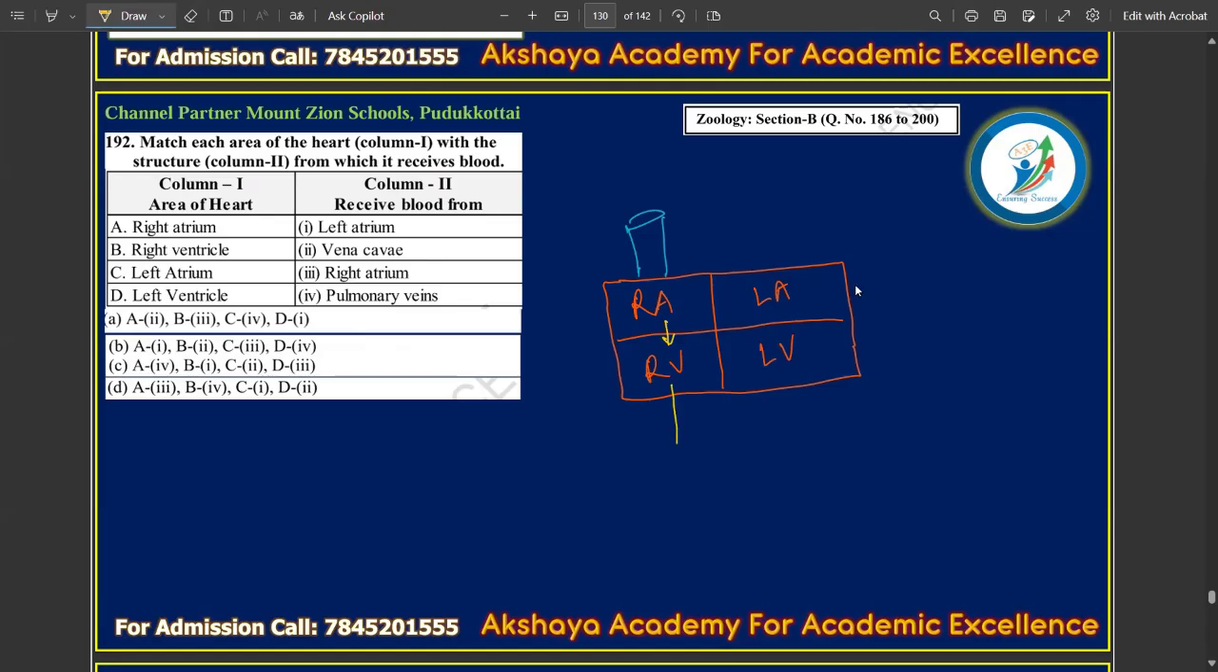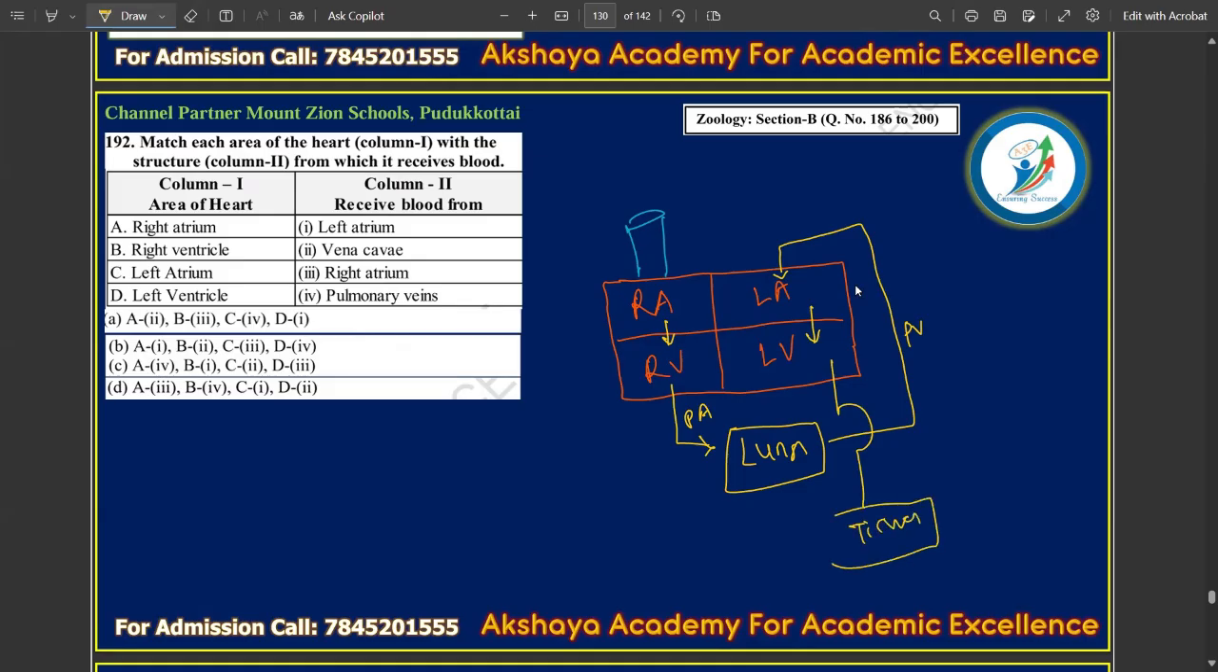From the right ventricle, it goes to the lungs through pulmonary artery. From lungs, it comes back to the left atrium through pulmonary vein. From left atrium, it goes to left ventricle. Okay. And from there, it enters the systemic circulation tissues. And from here, it comes back. Okay, so that's the story. Okay, so based on that, let's compare.